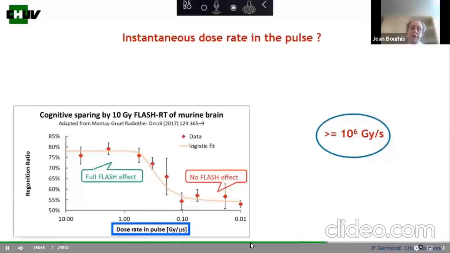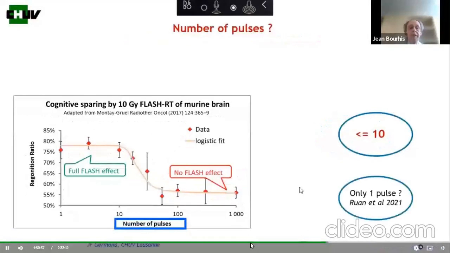Also, the dose rate in the pulse. For pulse irradiation, more than 10 to the 6 gray per second is probably where you certainly see the flash effect most reproducibly. And finally, the number of pulses. Probably much better to see the effect with less than 10 pulses. It has been shown by Pierre Montegruel, but maybe with some suggestion in recent studies that even if you go down to 1 pulse, you can see even more effect.